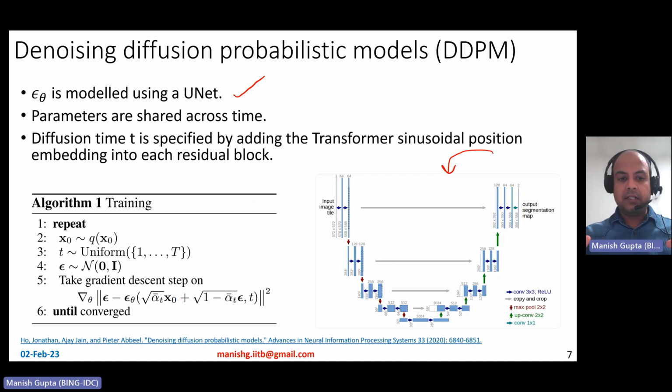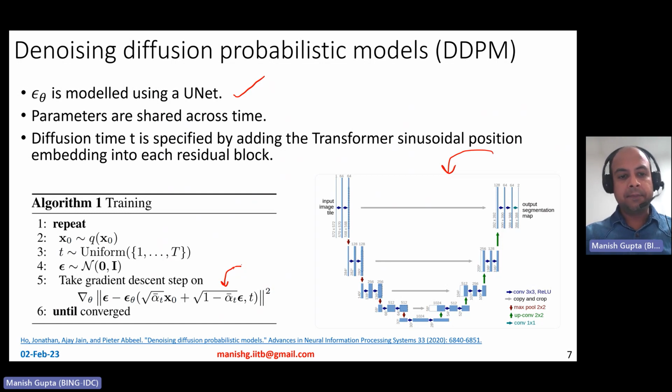In fact, they have also ensured that their variances are constant for both processes, forward as well as backward. And the mean for the reverse process is what they are trying to estimate. Rather than estimating the mean, what they do is essentially estimate the error to be added.